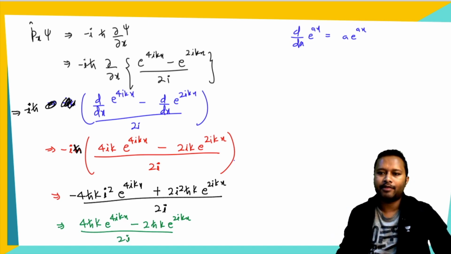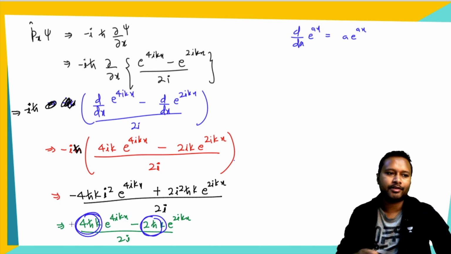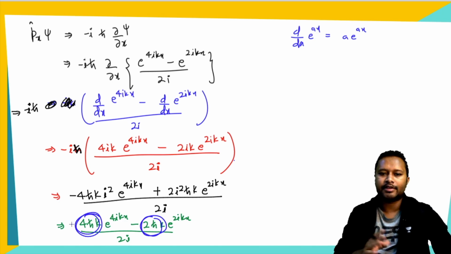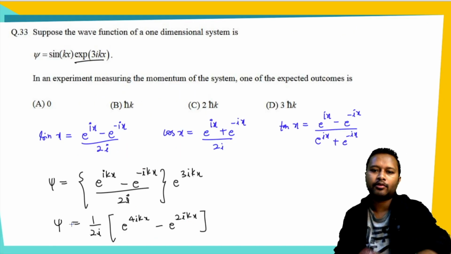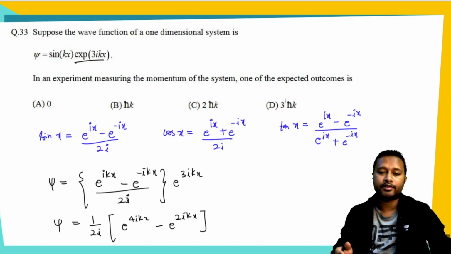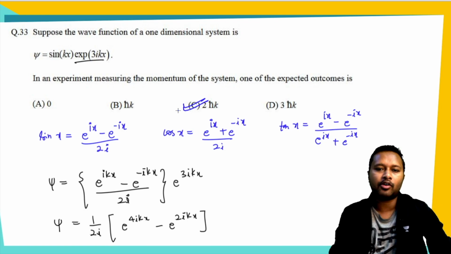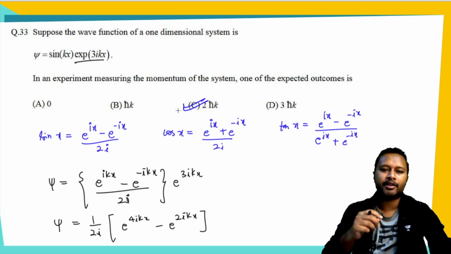The two possible values which we have are going to be either 4 h cross k or 2 h cross k, because these are the coefficients which you are getting, like these are the eigenvalues which you are getting. So if you come back to the question, you don't have 4 h cross k, you just have 2 h cross k. So this becomes your correct answer for the question. So many people did this question wrong in the exam. When it came, many people did it as 3 h cross k or 3i h cross k.